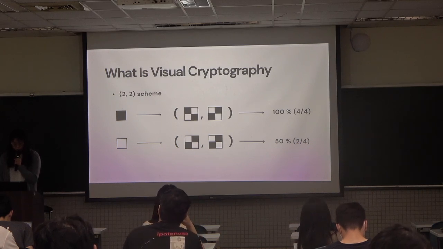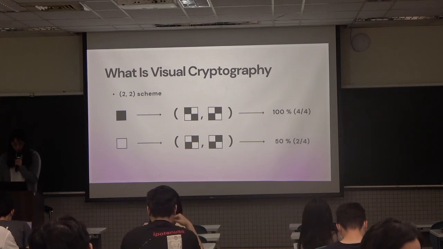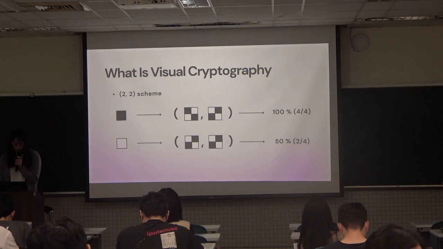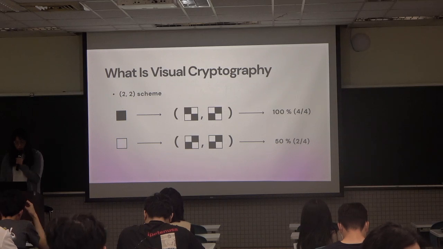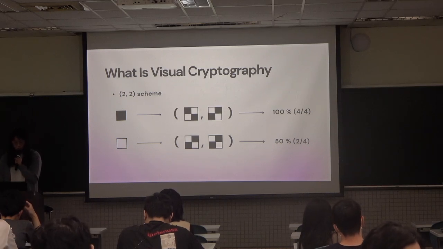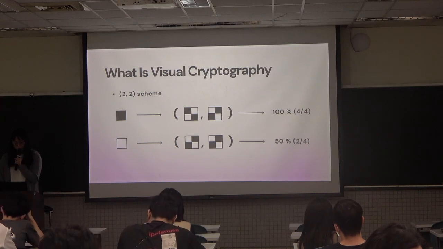Then the black pixel is split into 2 shares. One is black-white, white-black, and the other is white-black, black-white. And if the pixel is white, then it will be encrypted into 2 identical shares. After the encryption, we distribute the 2 shares to 2 different people. And if we want to decrypt the image, we simply overlay the 2 shares.